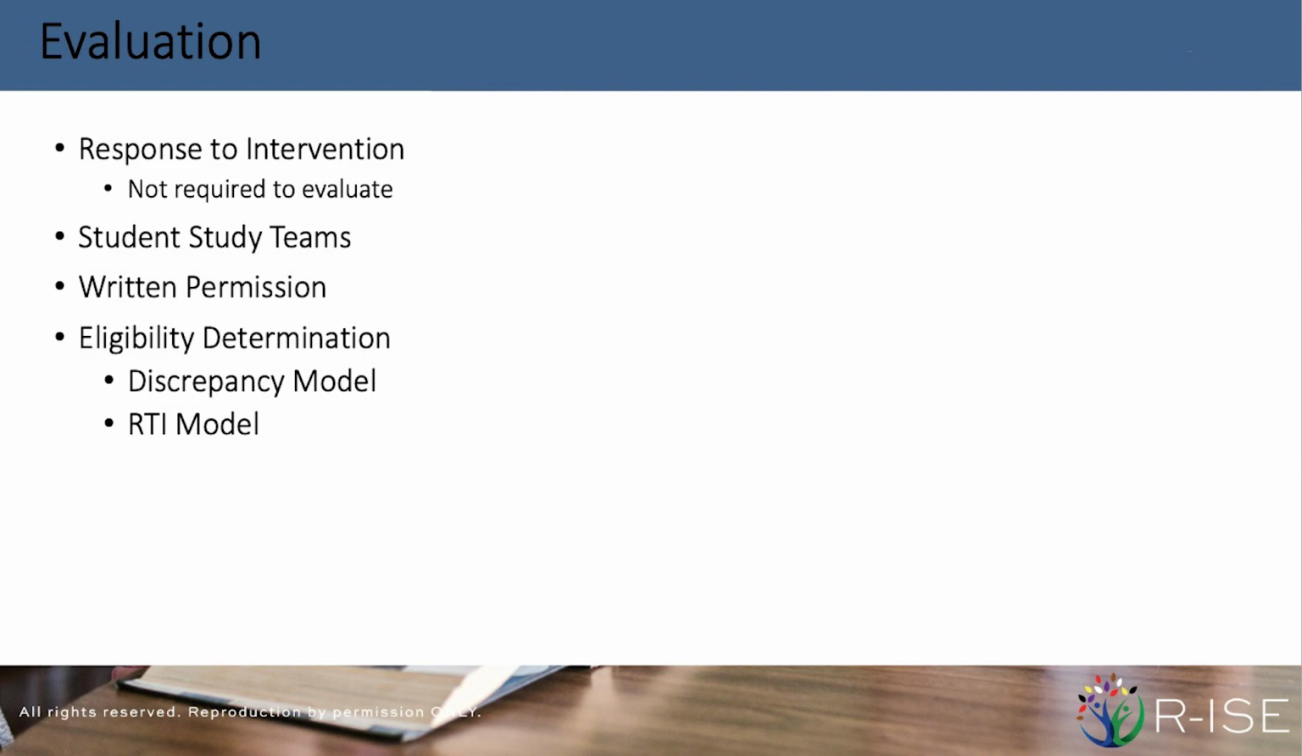We must gain parent written permission in order to assess them, and we must also take into consideration that we no longer have to adhere to the discrepancy model, the difference between a child's IQ and the child's achievement level. We can use RTI to identify a specific learning disability. However, we can also use the discrepancy model. However, one cannot discount the other. If a disability is identified through either the discrepancy model or RTI, we must identify that child.